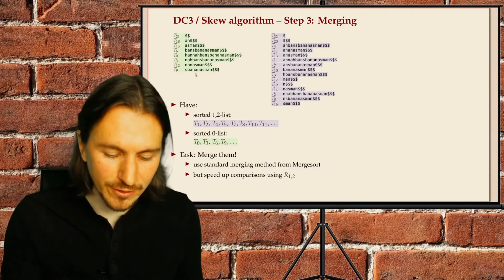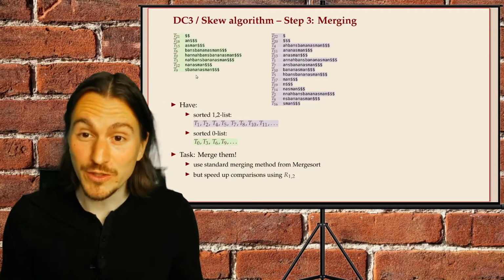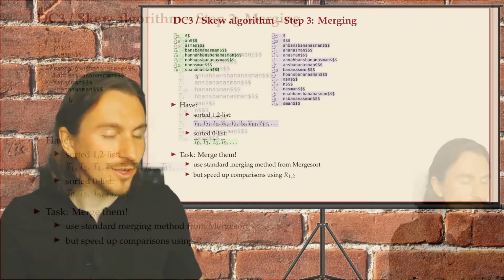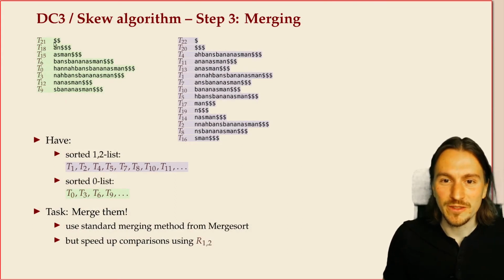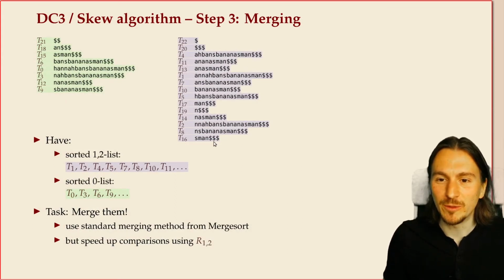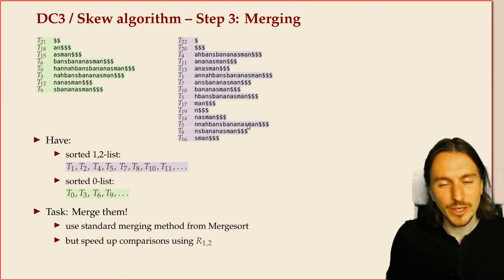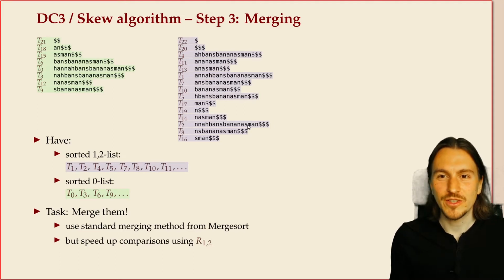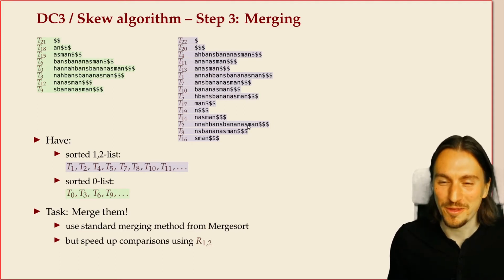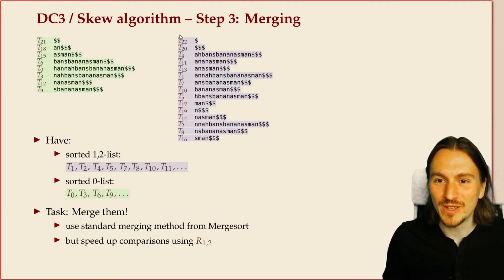We have a sorted list of suffixes, all of those that start at multiple of 3, and we have a sorted list of all those that start at other positions. And I showed these here in green and blue. And so these are sorted lists of strings, and we would like to merge them. And the approach will be to use the standard merge sort merge method. So we start at the beginning.